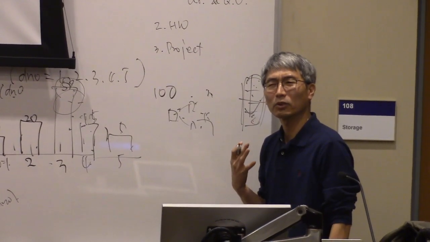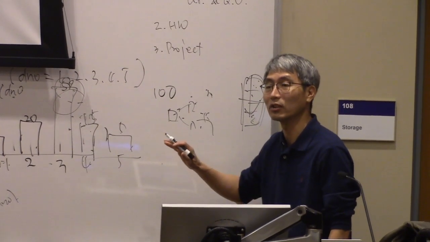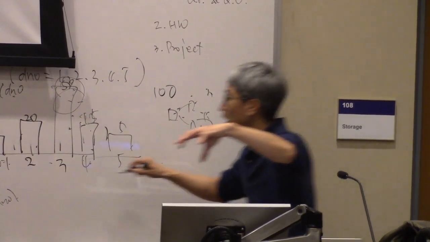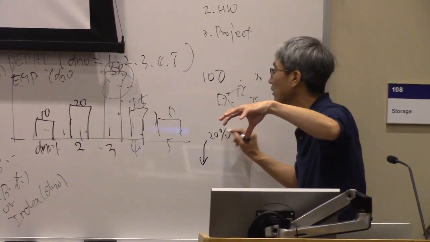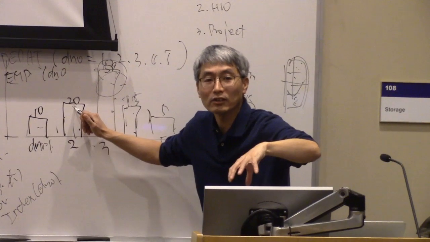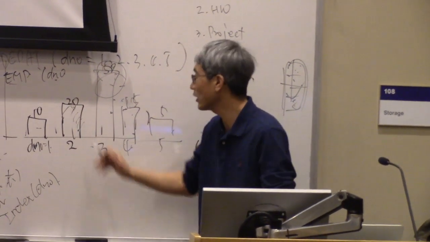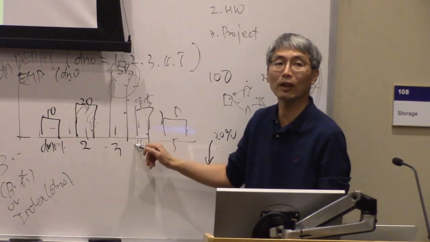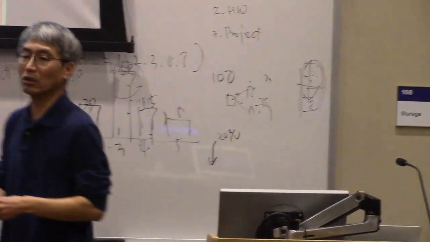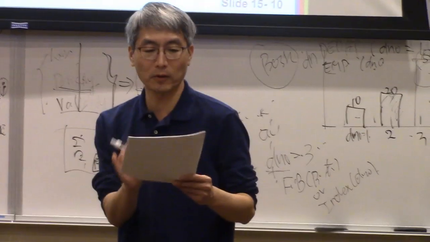Do you remember the one time I mentioned the cardinality, how data is distributed? If the data is less than 20% of cardinality, cardinality means this percentile, then with less than 20, index is better. However, over 20, the index is not better.